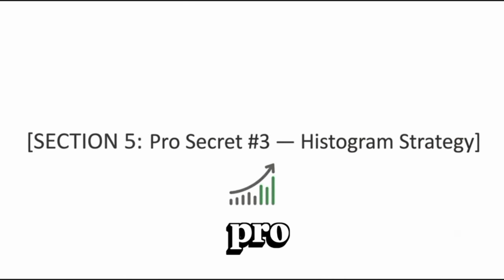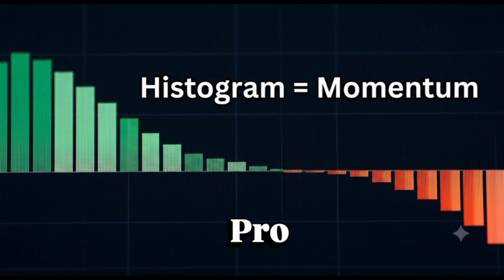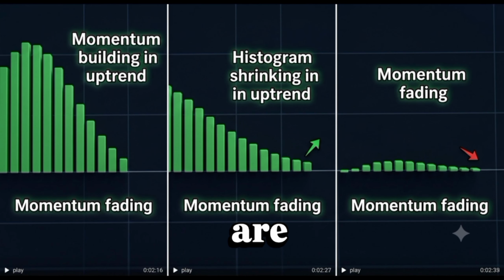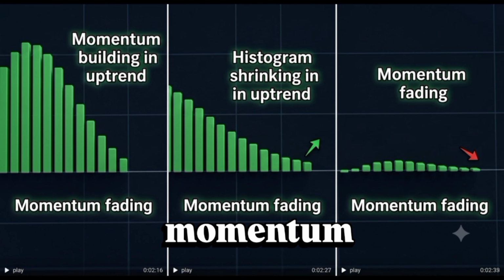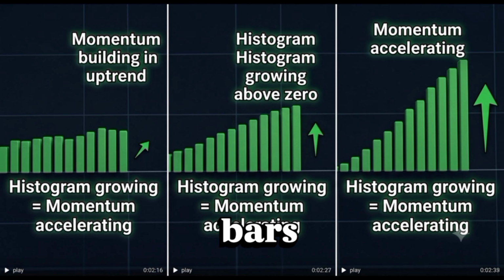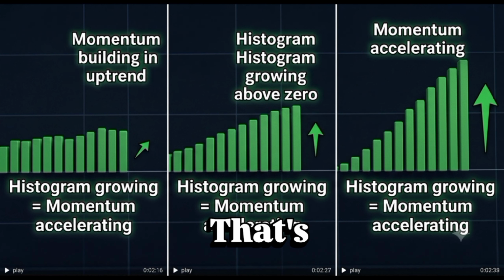Section 5. Pro secret number 3. Histogram strategy. Master the histogram. Most traders ignore it. Pros live by it. When the histogram is above 0 but the bars are getting smaller, bullish momentum is fading. It's a warning, don't add to longs here. When the histogram bars are getting bigger, momentum is accelerating. That's when trends really run.